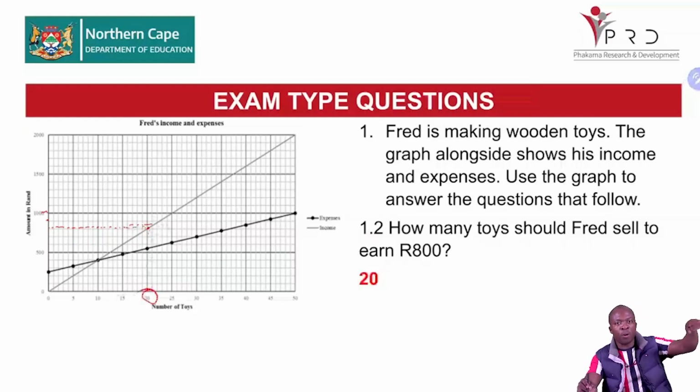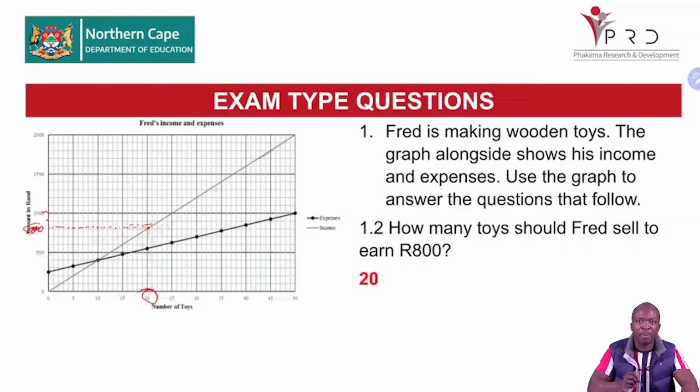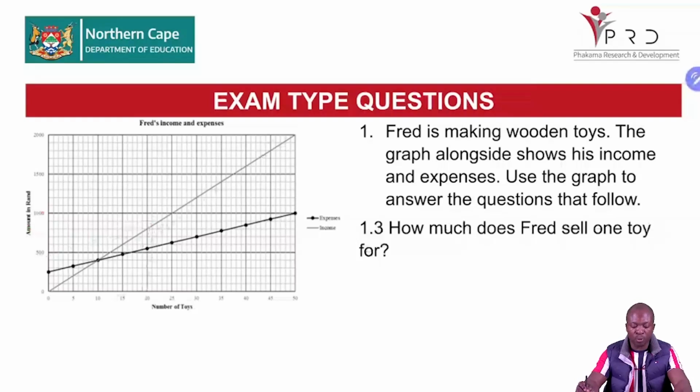So you look for your line, the amount that you have been given, 800. You move until you touch. It says, how many toys must Fred sell? So selling. When you sell, you get income. That's why I followed on the income line. All right, let's look at the next one.